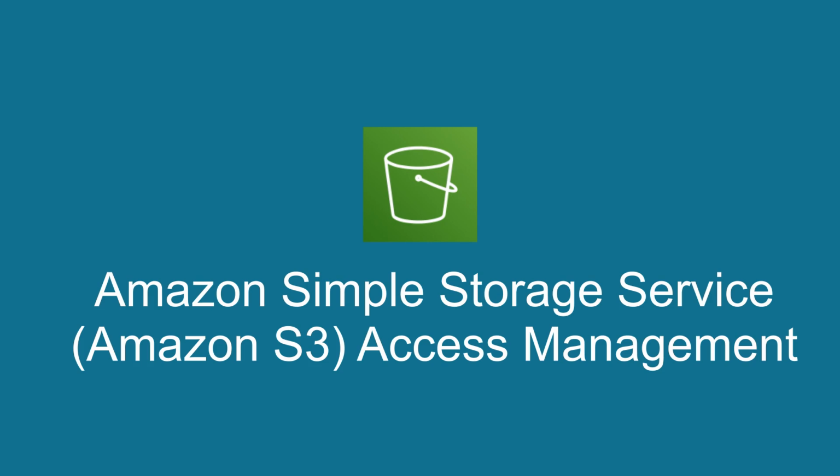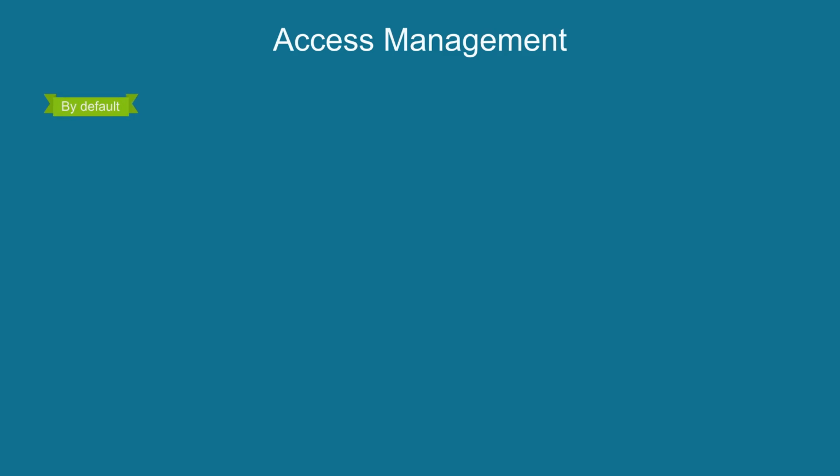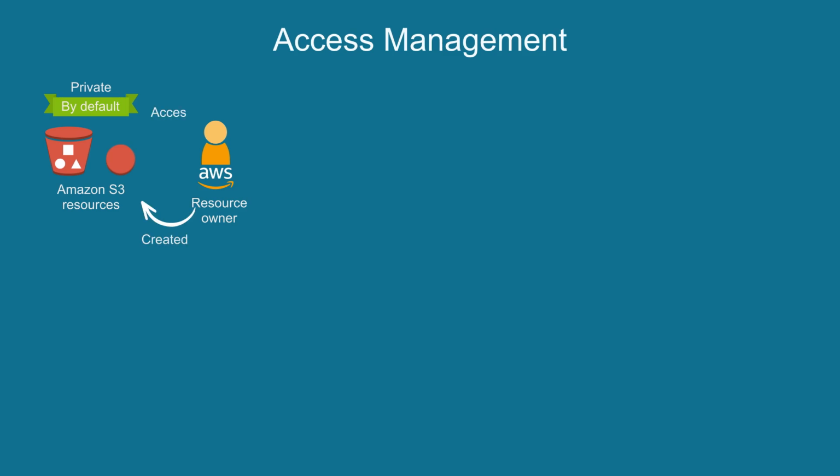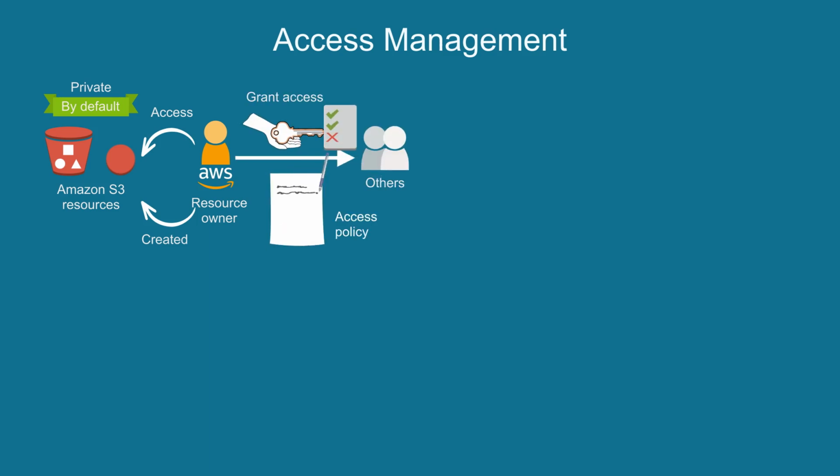Amazon Simple Storage Service, Amazon S3. Access Management. By default, all Amazon S3 resources, such as buckets and objects, are private. Only the resource owner, an AWS account that created it, can access the resource. The resource owner can optionally grant access permissions to others by writing an access policy.